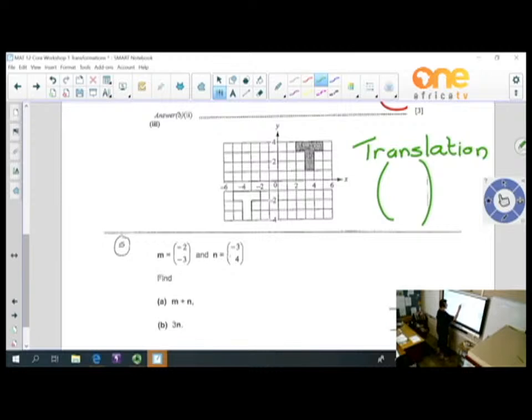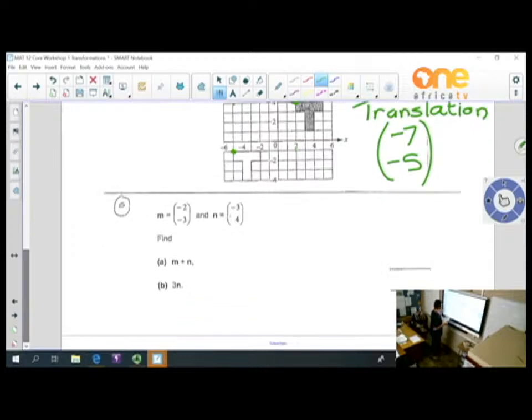So now I have to move this one, but that point must go to this point because they must be corresponding points. So I move 1, 2, 3, 4, 5, 6, 7 points to the left. So it will be -7. And then I went 1, 2, 3, 4, 5 points down. So it's -7, -5. That is my column vector.